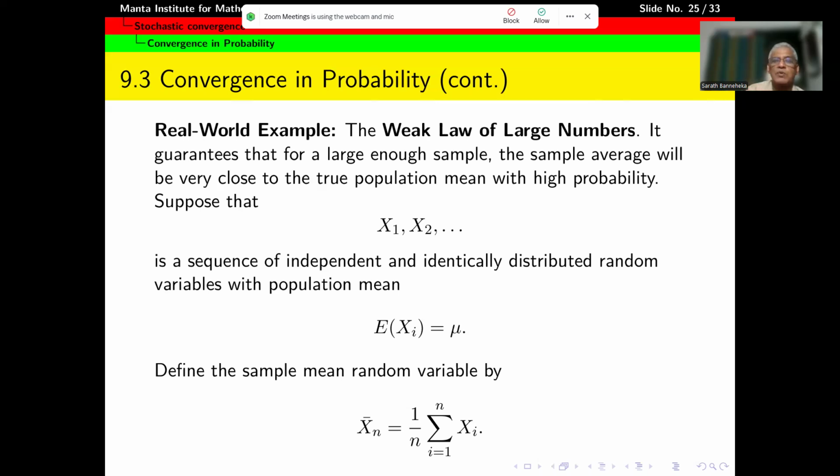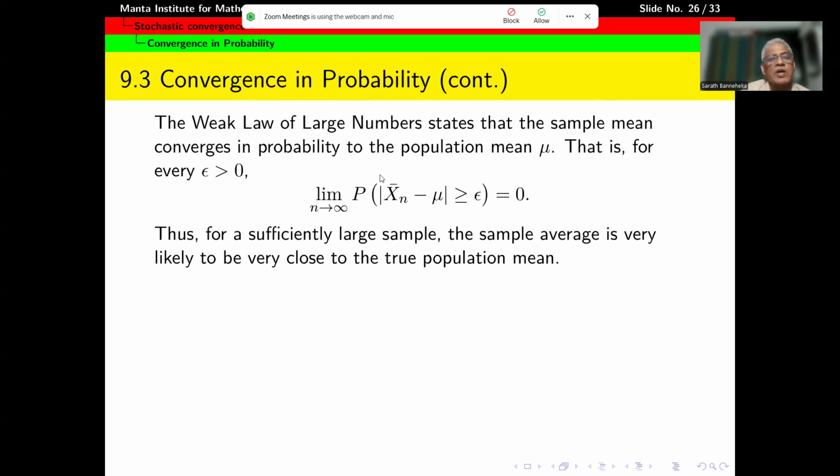Now we are talking about converging xn bar to mu in probability, right? That also happens. Of course, if one sequence converges to some random variable or constant almost surely, that implies that it converges in probability too, right? But if you are considering the convergence in probability, converging xn bar to mu in probability is called the weak law of large numbers. Right? So we can prove that also.